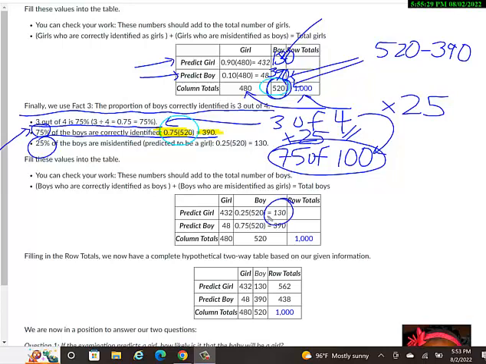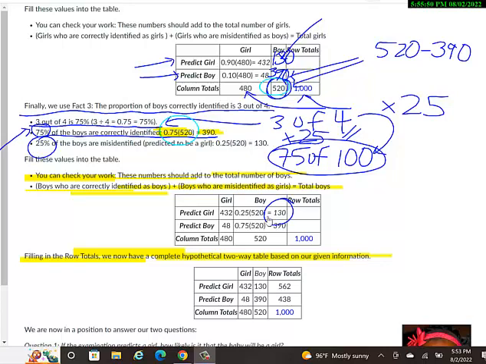Okay. Fill in these values in the table. You can check your work. These numbers should add up to the total number of boys. The boys who are correctly identified as boys plus the boys that are misidentified as girls should be the total number of boys when you add them together. Filling in the row totals, we now have a complete hypothetical two-way table based on our given information.